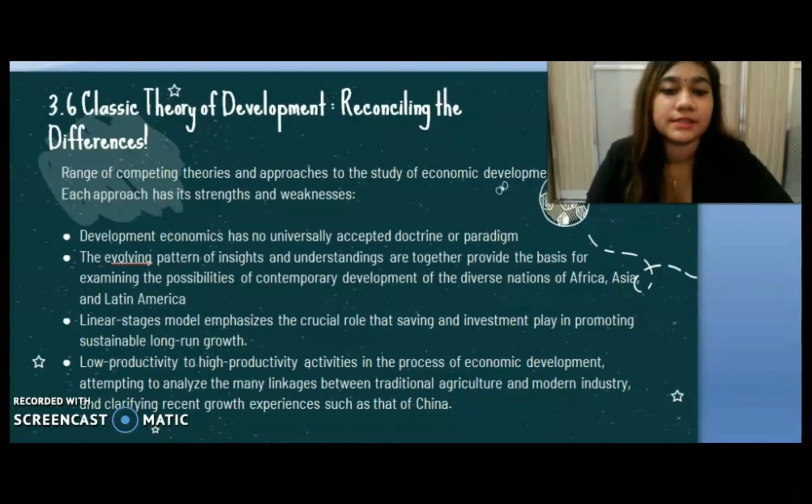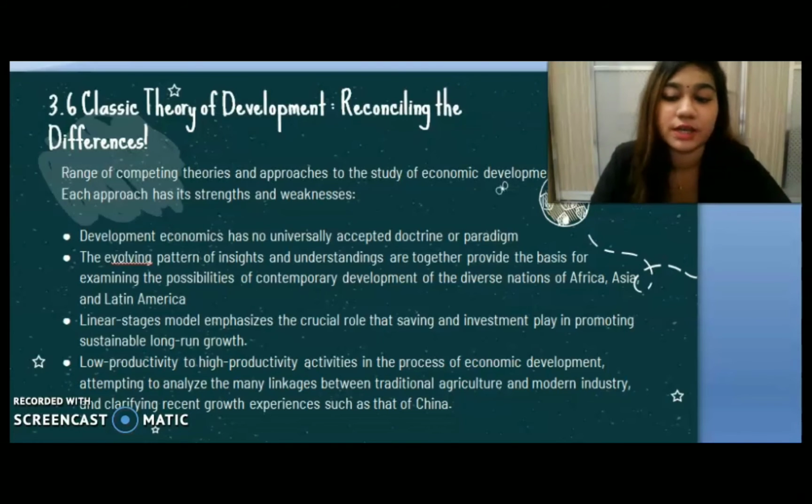The basic aim is examining the possibilities of complementary development of the diverse nations of Africa, Asia and Latin America. The model emphasizes the crucial role that saving and investment play in promoting sustainable long-run growth, and the shift from low productivity to high productivity activities in the process of economic development, attempting to analyze the many linkages between traditional agriculture and modern industry, and clarifying the recent growth experience such as that of China.